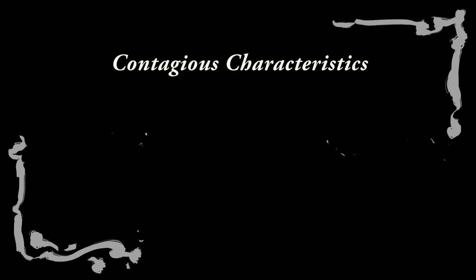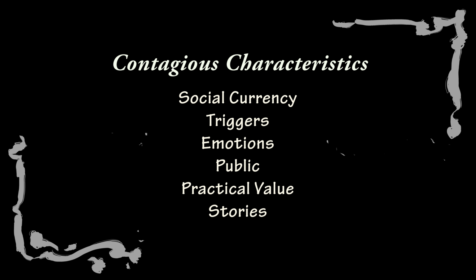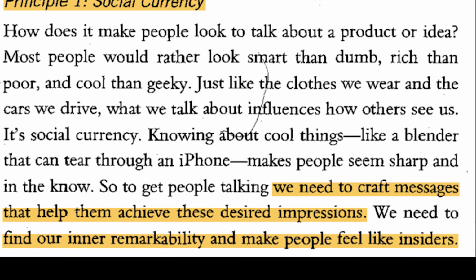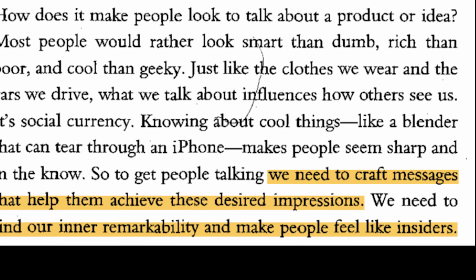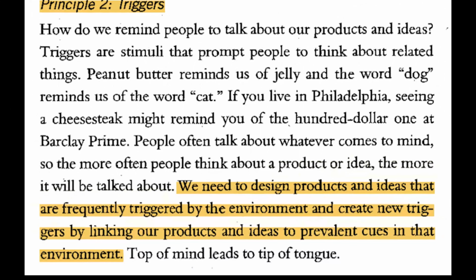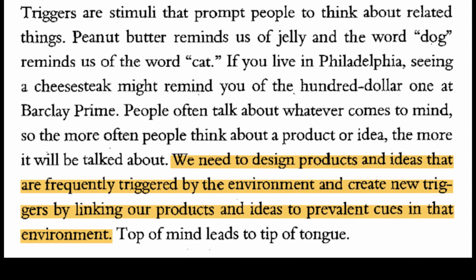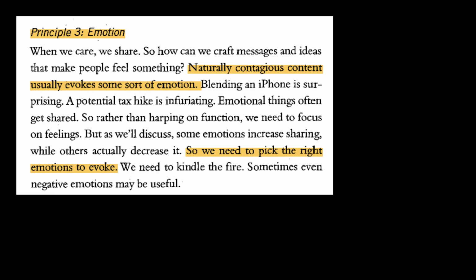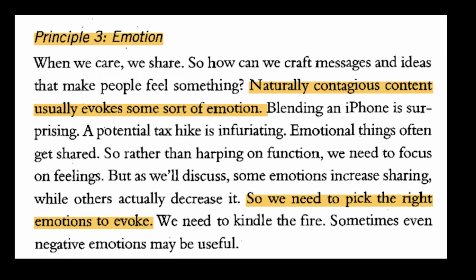Contagious characteristic. Berger has summed up 6 contagious characteristics which influence the video sharing counts, which are the social currency, triggers, emotions, public, practical value, and stories. Social currency means that when we share this video, it will leave a good impression on others. Triggers mean the elements that can remind people of related things. Emotion, especially high arousal emotion, can increase the sharing.